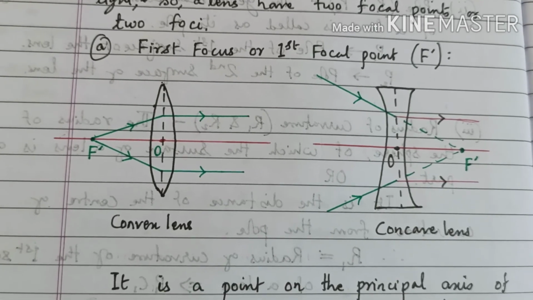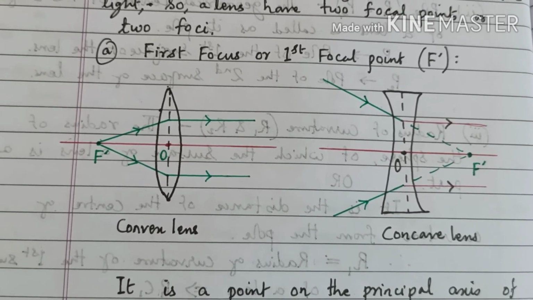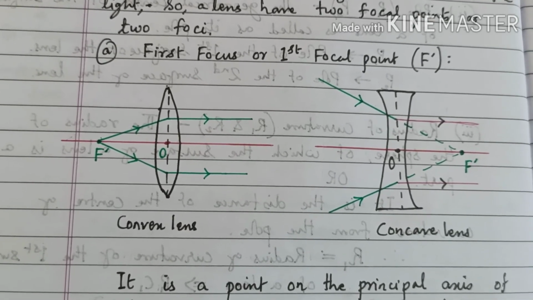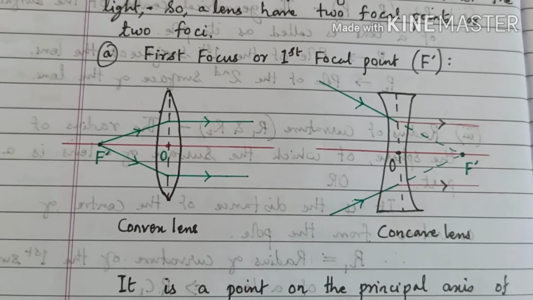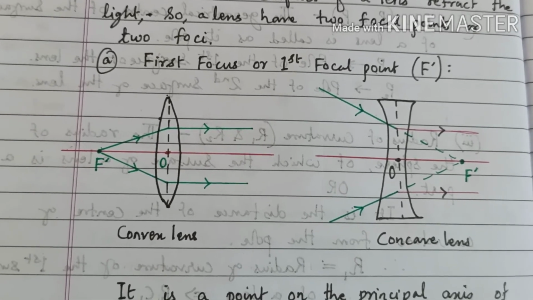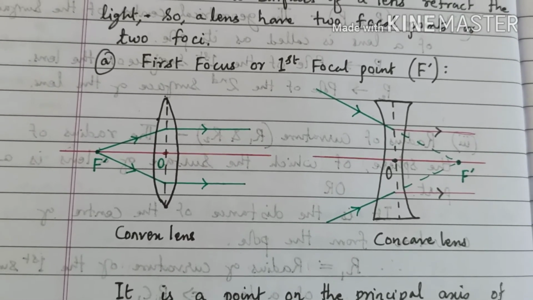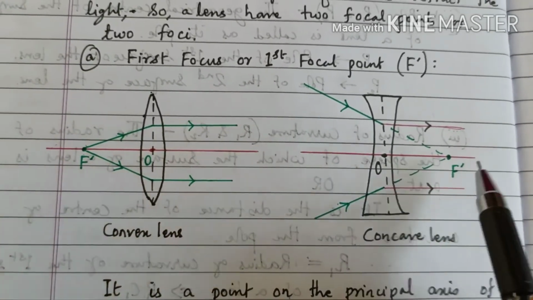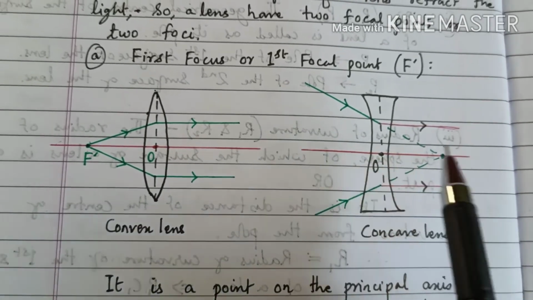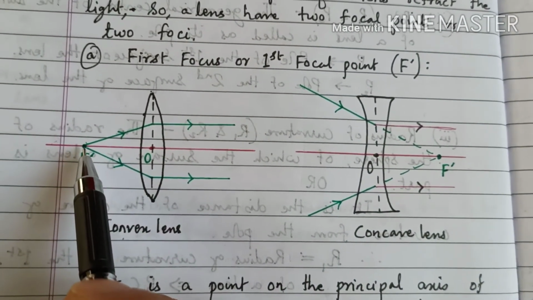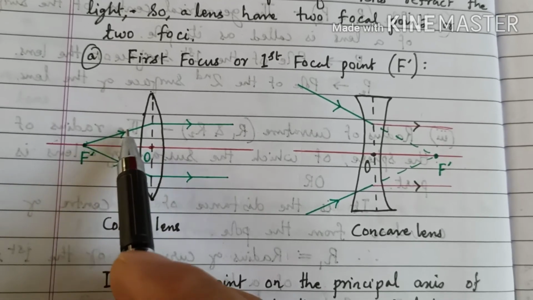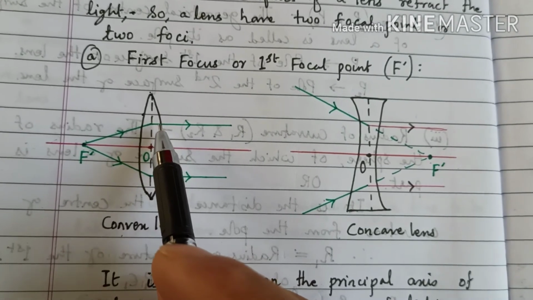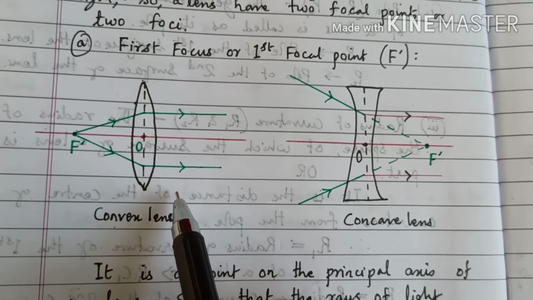As the lens has two surfaces available for refraction, a lens will have two focal points or two foci, first focus and second focus. Let us discuss the first focus. The first focus of a lens is a point on the principal axis. In case of a convex lens, if the rays of light are diverging from it, then after refraction from the lens, they become parallel to the principal axis.